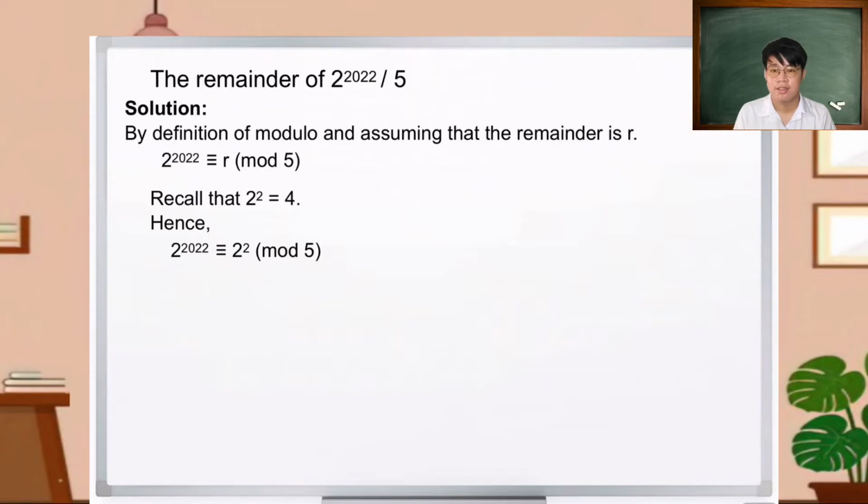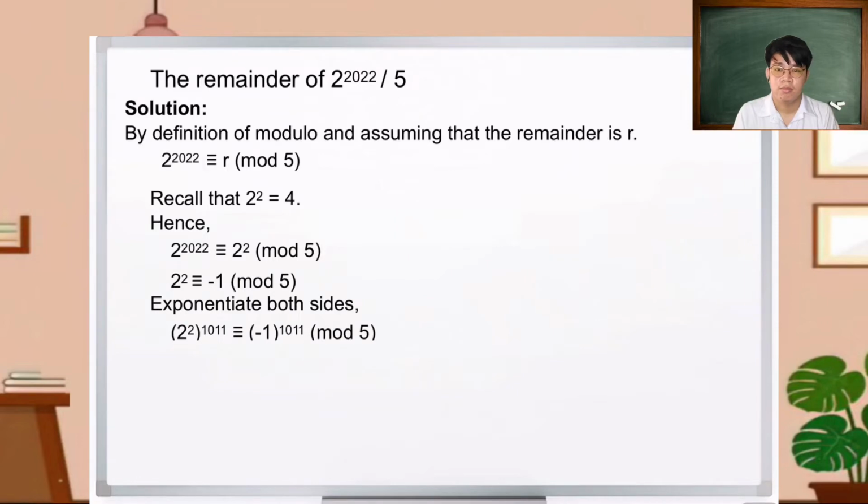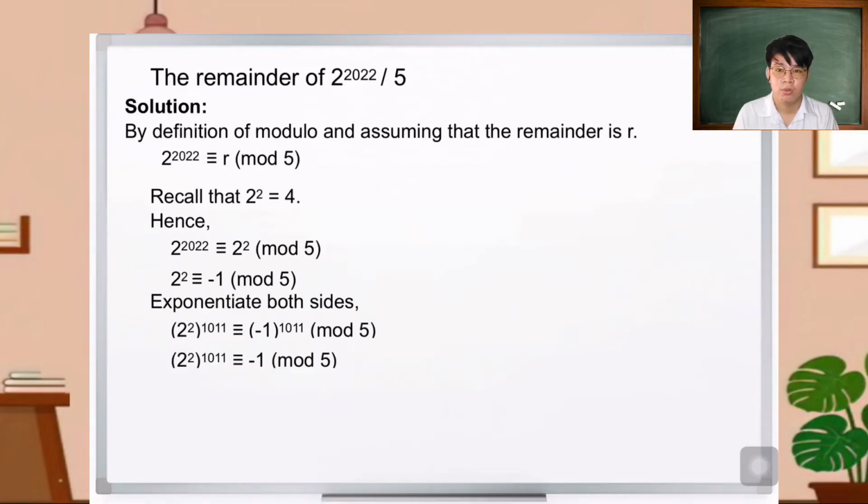Since 2 squared is not yet divisible by 5, we are going to transfer 2 squared on the left side, and the new value on its place will be negative 1, as 2 squared minus negative 1 is already divisible by 5. Next step is to exponentiate both sides by 1011 to go back to 2022. We can get this by dividing 2022 by 2. And now, let's simplify negative 1 raised to 1011. It will be negative 1 as suggested by its odd exponent.